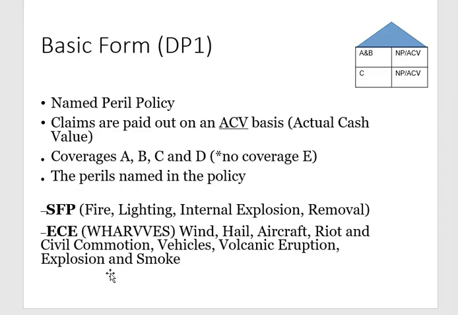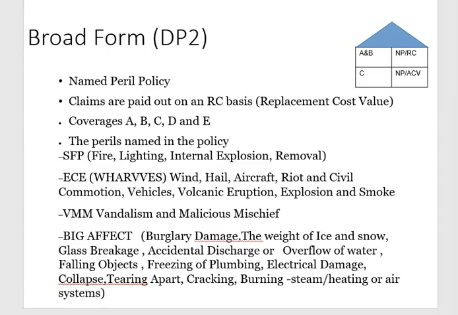Now remember, your DP1 has basic coverages. Your DP2 has better coverages than a DP1, and a DP3 has better coverages than a DP1 and a DP2. Your DP2 is also a named peril policy, meaning that it's only covered if the peril is listed in the insuring agreement. The claims are paid out on a replacement cost basis. This is different from your basic. Basic paid it out at an actual cash value.